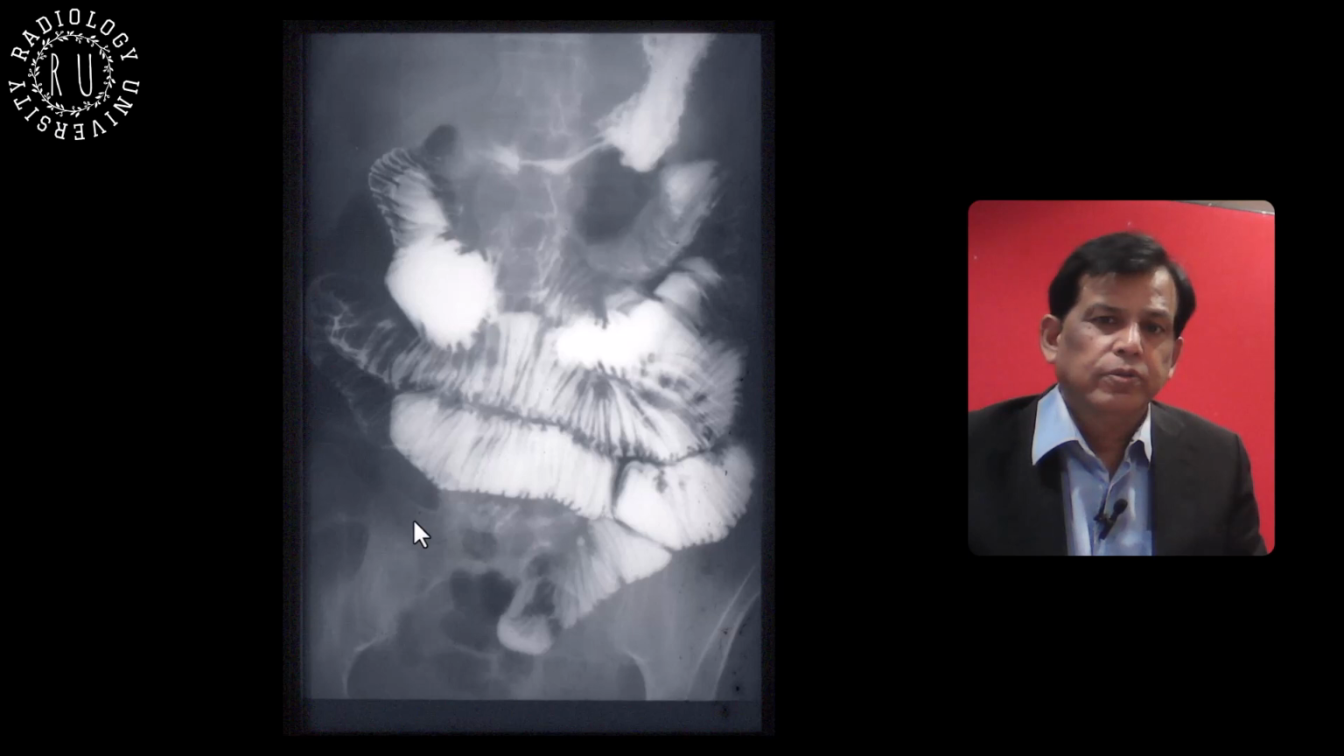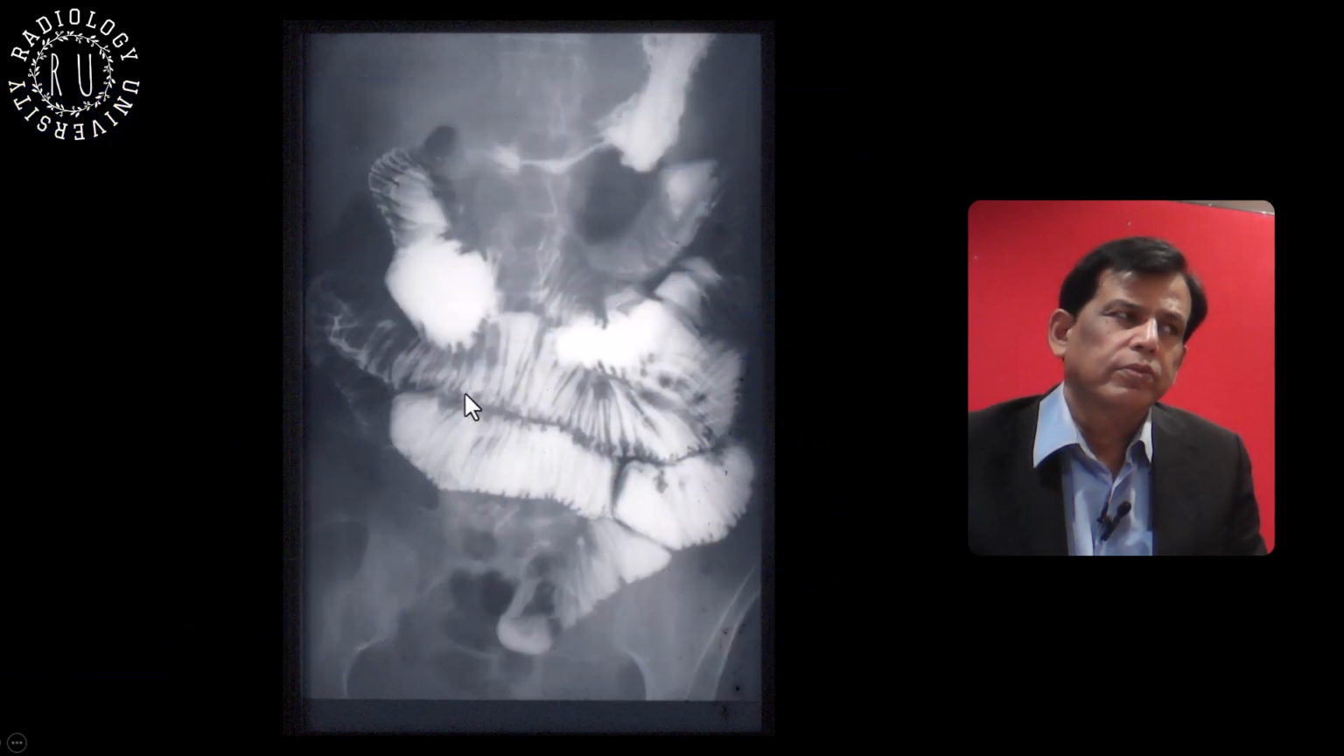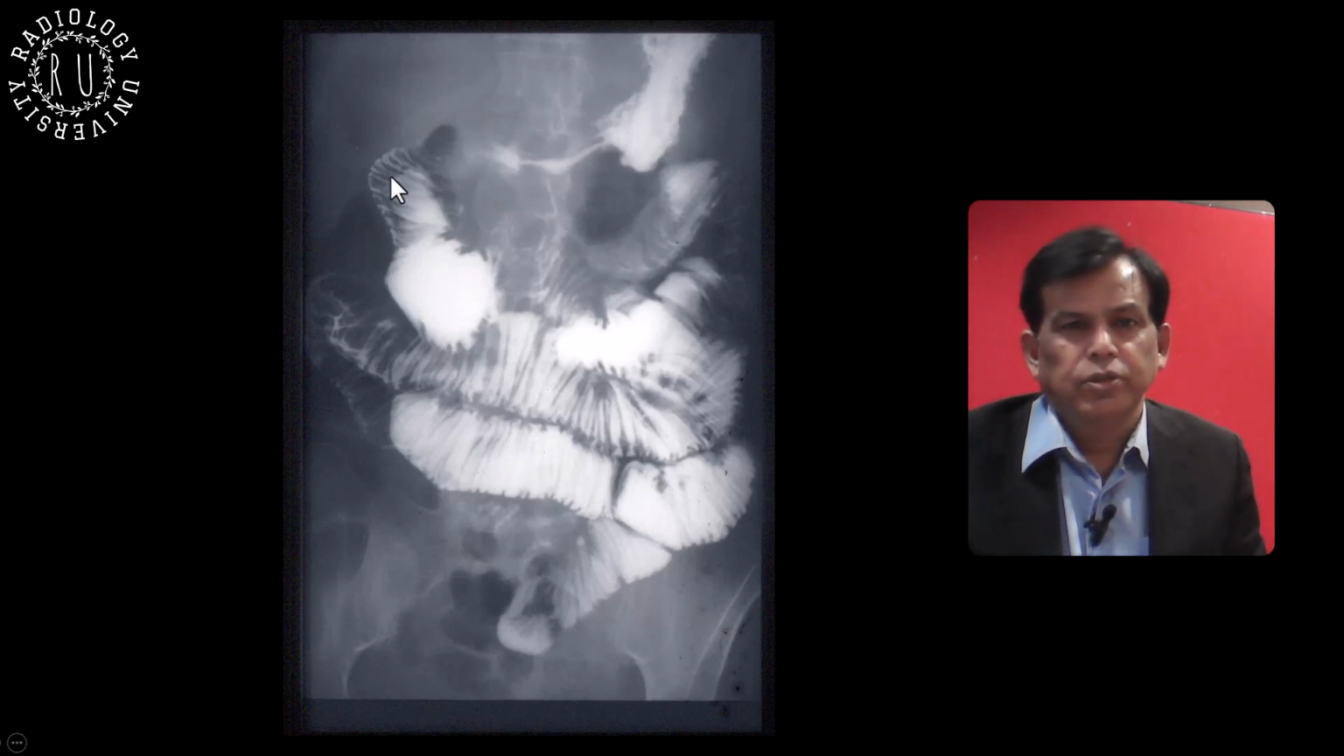It shows the typical hide-bound pattern of bowel for scleroderma. What is hide-bound? Where the valvulae conniventes are crowded. I'm not able to see the distal stomach and the pylorus junction well. Do you get something? I'm having a suspicion of stricture over here.